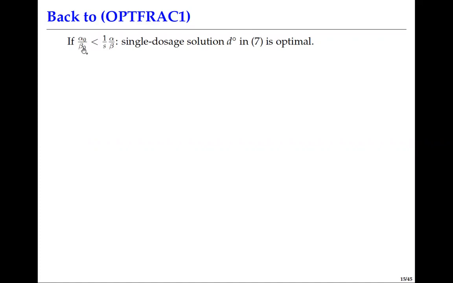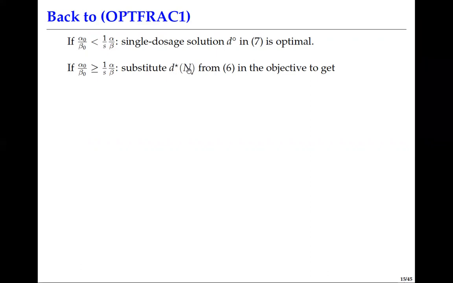What I have here is the first situation where alpha 0 over beta 0 is less than 1 over s times alpha over beta. And as we know, in that case, just a single dosage solution is optimal, so just one treatment session. So I don't even have to worry about that case. But when alpha 0 over beta 0 is at least as large as this, then we know that an equal dosage solution with that d star n as the dose per session, from the formula I derived by solving that quadratic equation, is actually optimal.